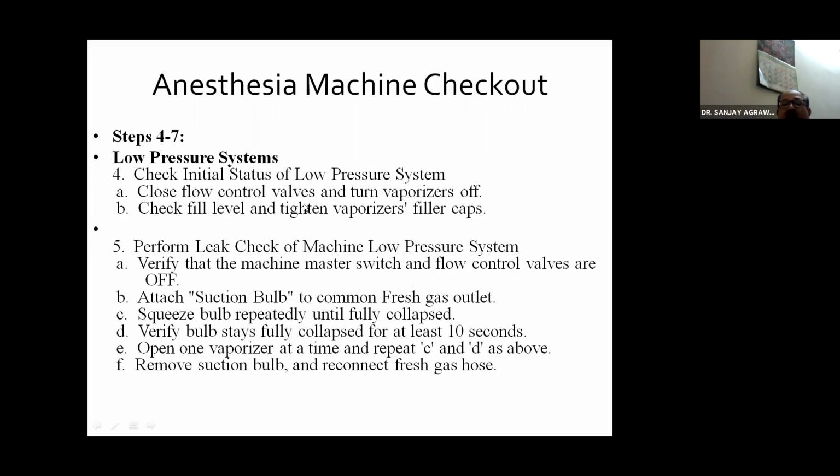close flow control valves and turn the vaporizers on, check fill level and tighten the vaporizers filling cap. Perform a leak test of the low pressure system: verify that the machine master switch and flow control valves are off, attach a suction valve to a common fresh gas outlet, squeeze the valve repeatedly until it is collapsed, verify the bulb remains collapsed for at least 10 seconds, then open the vaporizers one by one and repeat this, and remove the suction valve and reconnect the fresh gas flow.